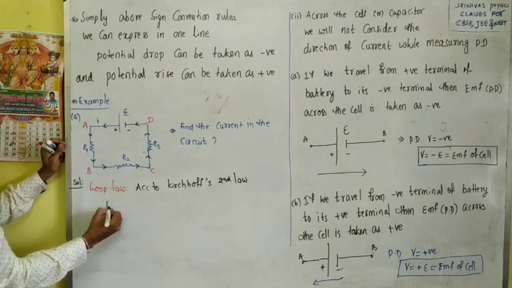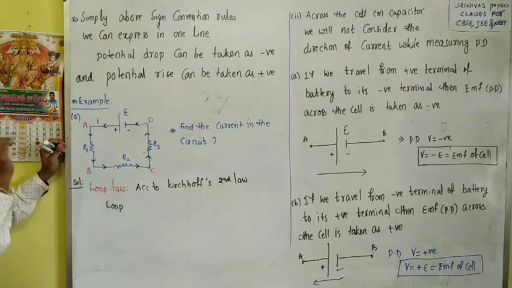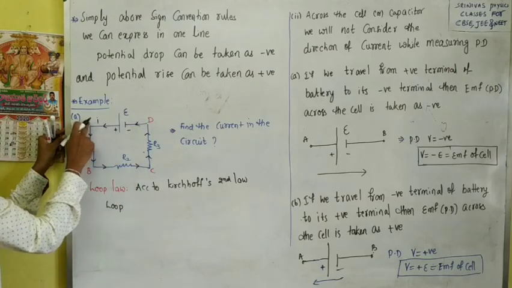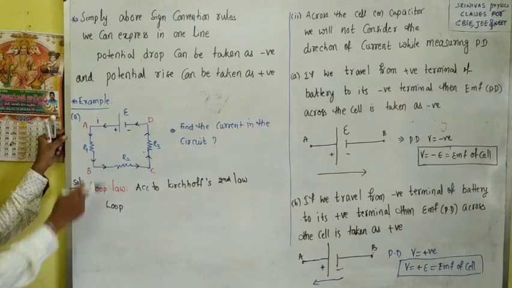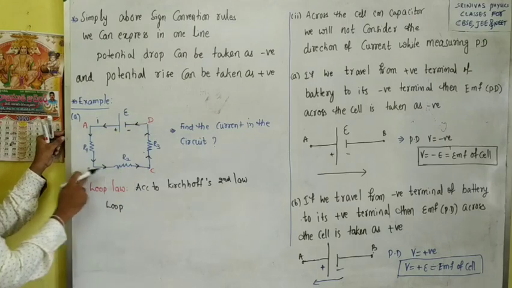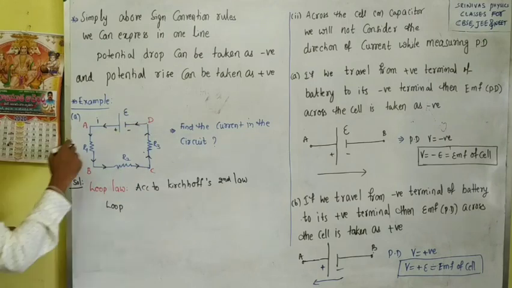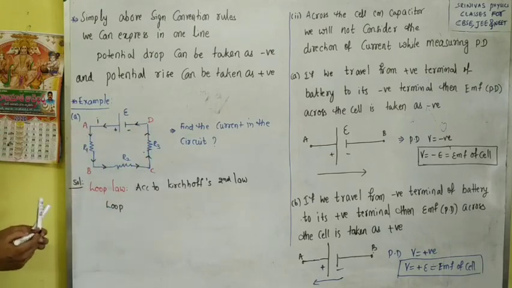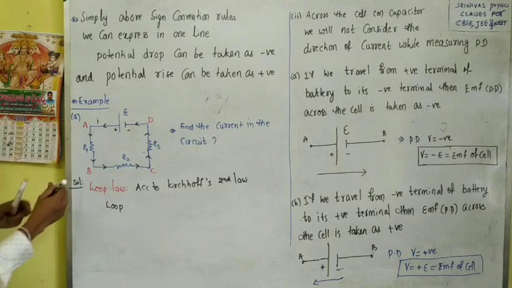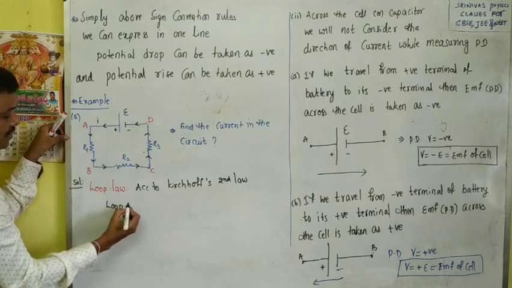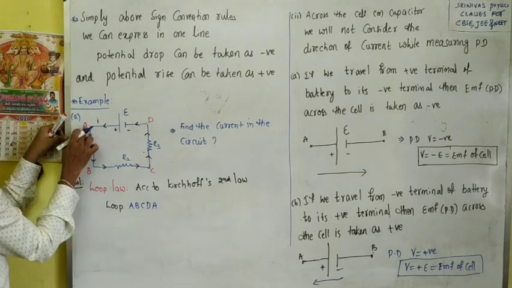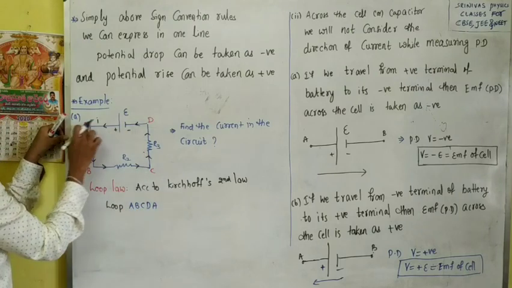For the loop, we will select the loop. It is the loop law. A, B, C, D, A is one loop we can select, or otherwise A, D, C, B, A. One loop we can select in the direction of the current, or another loop we can select in the opposite direction of the current. Any one you can select, your wish, in any way we can travel. Let us, for example, travel in the loop A, B, C, D, A. I want to travel from A to B, next B to C, C to D, D to A.